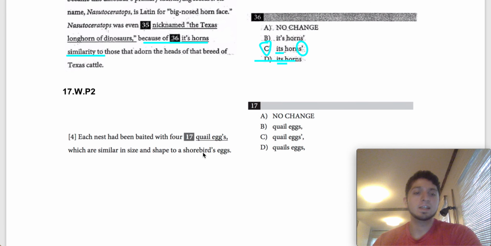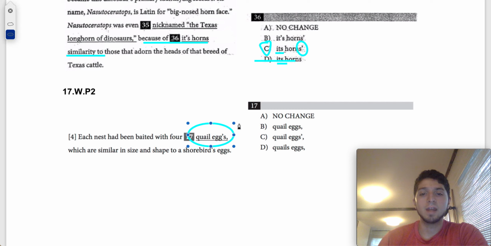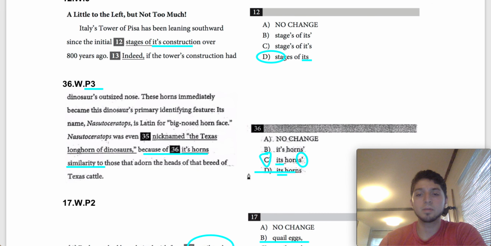Last one is going to be 17. "Each nest has been baited with 4 quail eggs, which are similar," etc. Here, this is a case where we actually don't need any possession. It's basically quail. Quail is describing eggs, so it's like an adjective, right? What kind of eggs? They're quail eggs, and eggs aren't possessing anything. So it's just going to be here, 4 quail eggs. Sorry, I mean not quail's eggs. So baited with 4 quail eggs is the right one. And this is a case where it looks like we might need an apostrophe, but in reality we don't.